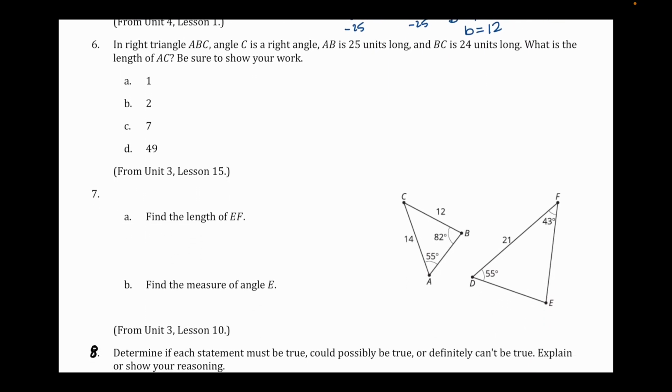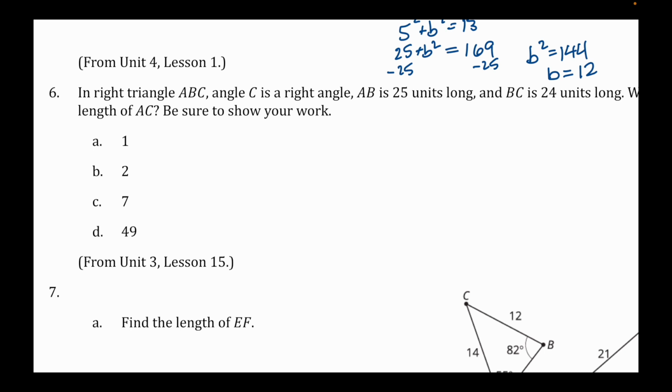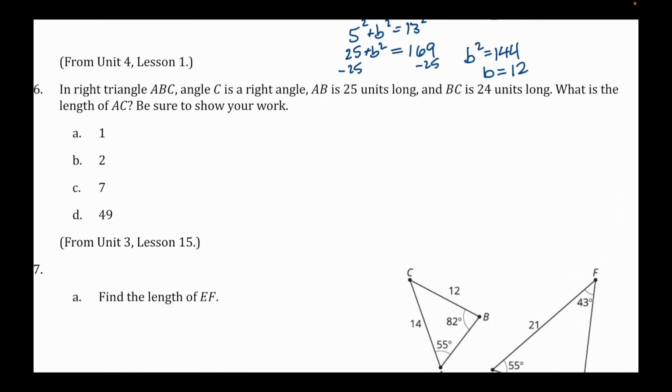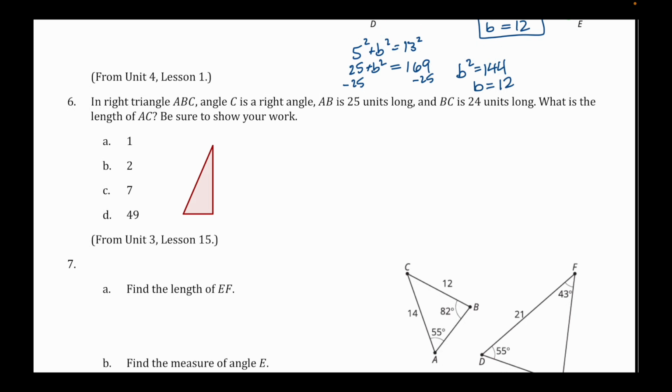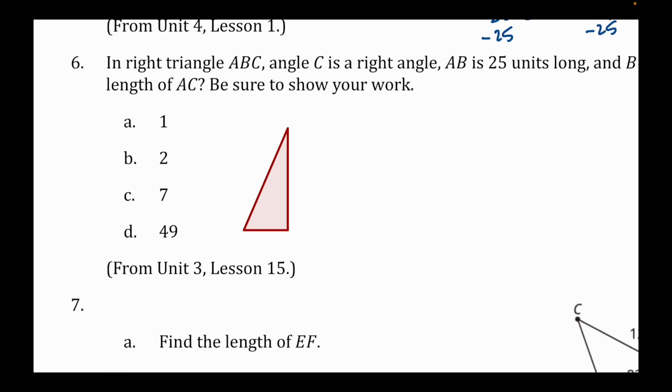Question 6, and then 7, and then 8. Okay, so we have a right triangle, ABC. C is the right angle, A is 25, and B is 24. What is the length of AC? Let me draw this triangle. All right, I'm very sorry about that. My recording cut out on me again as I was trying to actually draw this.